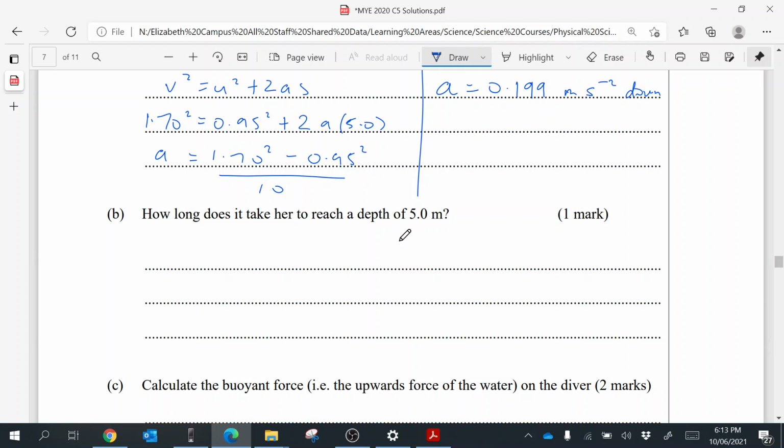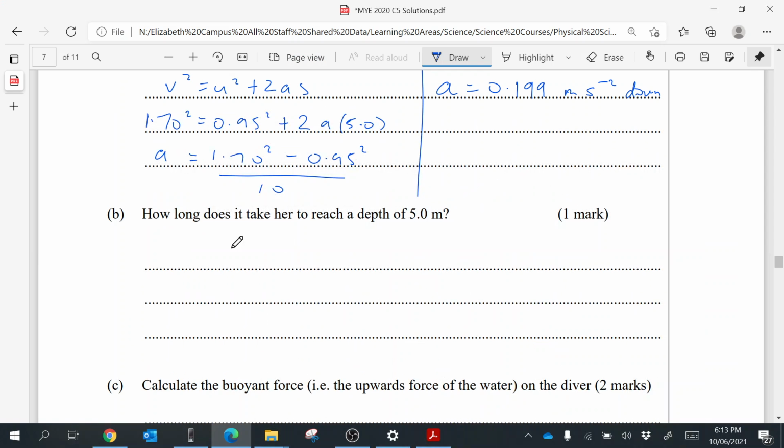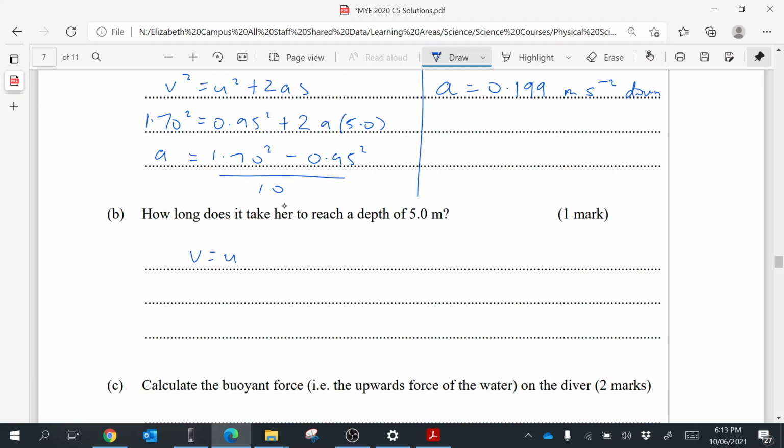How long does it take her to reach a depth of 5 meters? Okay, so we have all these values. The easiest equation to use is v equals u plus at, because now we have the acceleration. So v, which is 1.70, equals u, 0.95, plus 0.199t, and again we have t is equal to 1.70 minus 0.95, divided by 0.199.